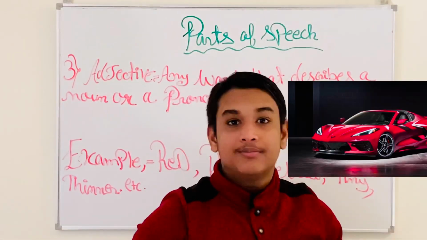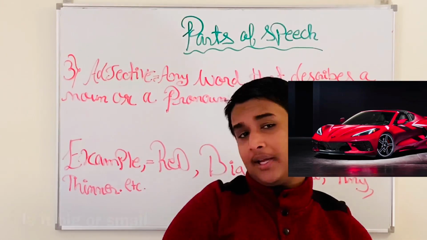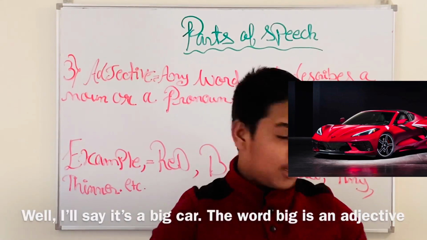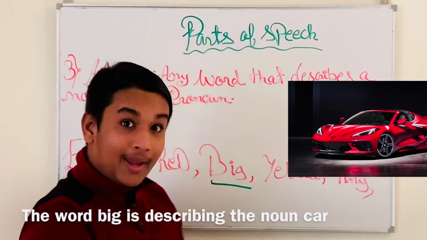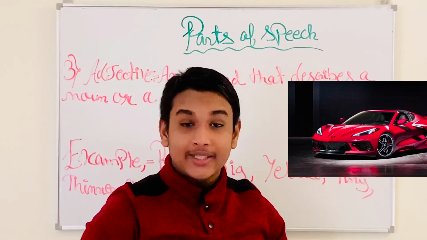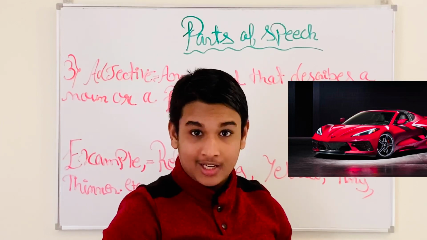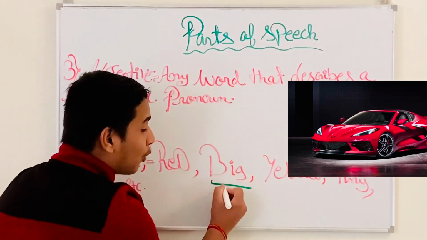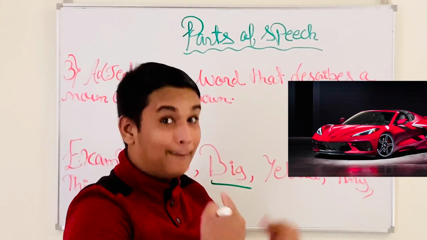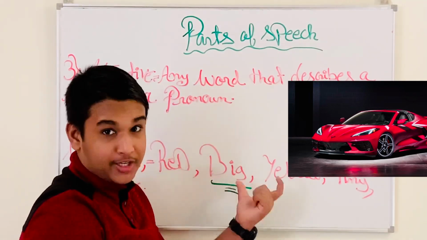Suppose I have a car. Now you guys might have a question. What's the size of the car? Is it big, small? Well, I'll say it's a big car. The word big is an adjective. It is describing that noun. Car is a noun, right? It's the name of a thing. It is describing that noun. What is the size of that noun? Car is big. Big is an adjective.